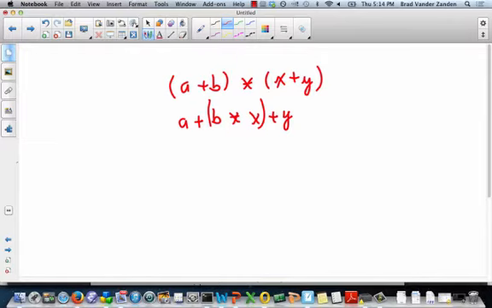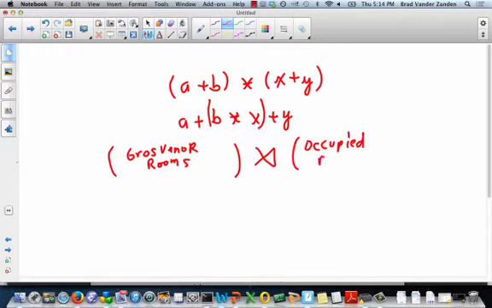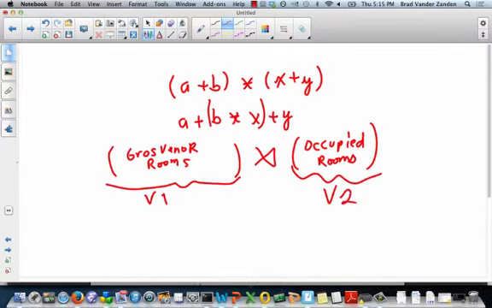Okay, in getting my two views, what I did, I created one view which was Grosvenor rooms. And I then did a left join of that with occupied rooms. If I didn't have the parentheses, so this was view 1 and this was view 2. So in effect, by creating two views, I was implicitly putting the parentheses around my query like that.